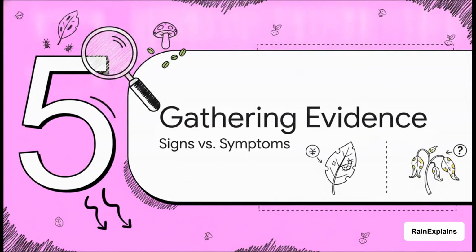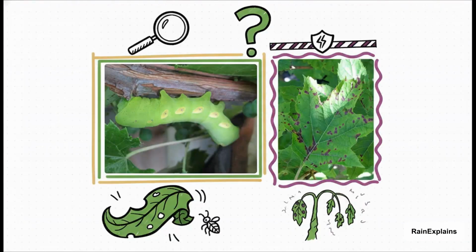Section 5. Gathering botanical evidence. Signs versus symptoms. As you dig into your fieldwork, particularly during Step 5 of our framework, you really have to know what you're actually looking at. Because in the plant world, evidence falls into 2 very specific categories, and mixing them up will completely derail your investigation. We have to clearly differentiate between the actual culprit left on the scene and the plant's biological reaction to being attacked.